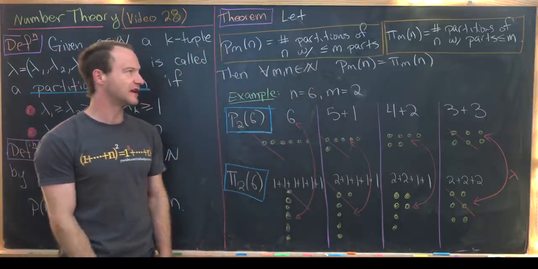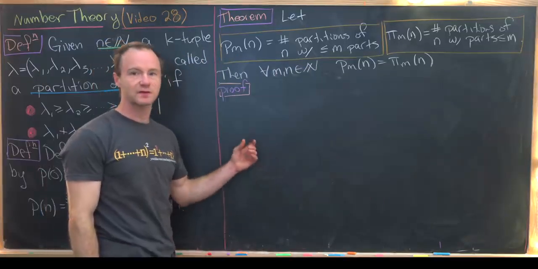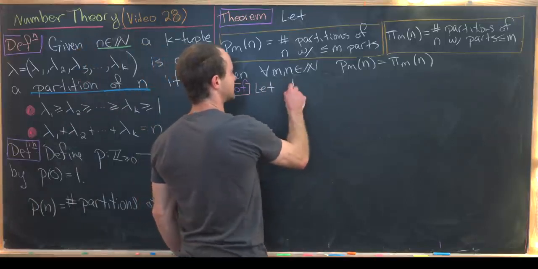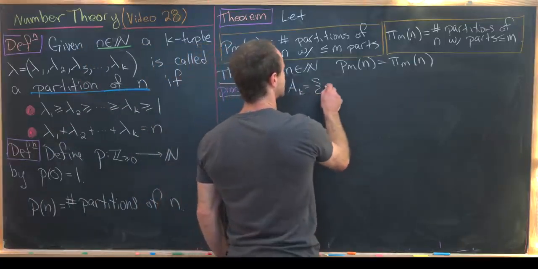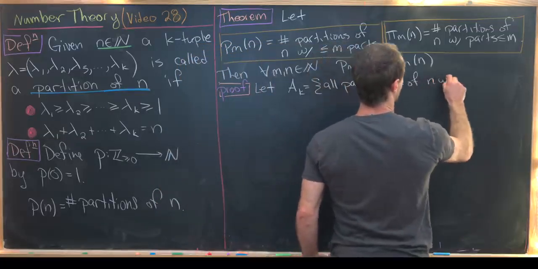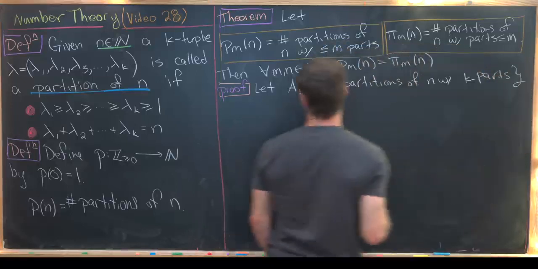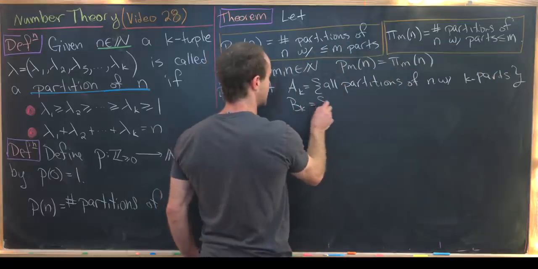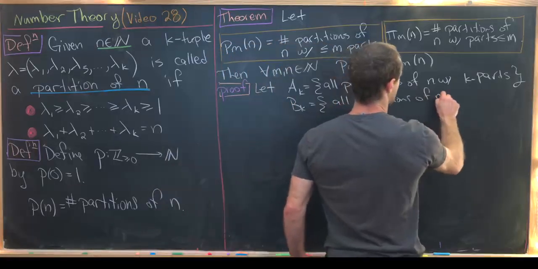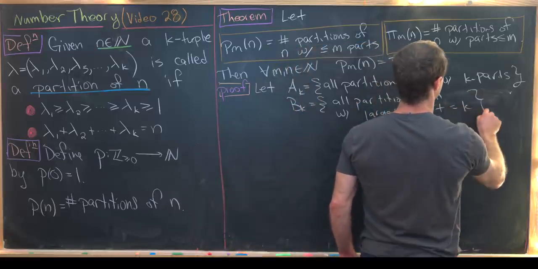Okay, so now motivated by this example, let's dive into a careful proof. Let's define two sets. We'll define the set A_k. This is going to be all partitions of n with exactly k parts. And then we'll define B_k to be equal to all partitions of n with largest part equal to k.